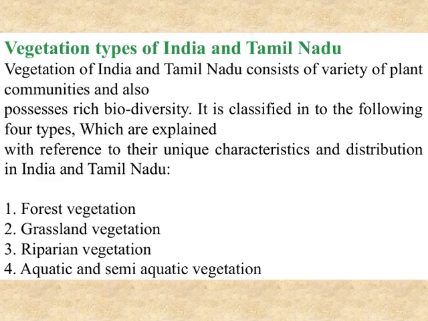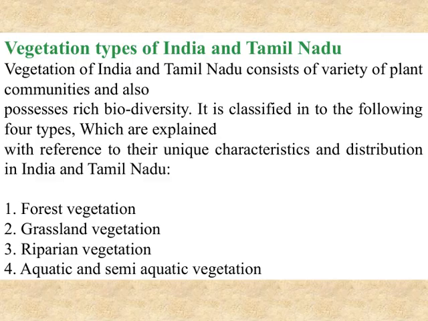Next, we have grassland vegetation. These are open, grassy areas that are often found in regions with less rainfall. They are vital for grazing, supporting livestock, and are home to many specialized plant and animal species. Third, riparian vegetation refers to plant communities that grow along riverbanks and wetlands. These plants help prevent erosion, filter water, and provide habitat for numerous aquatic and terrestrial species.